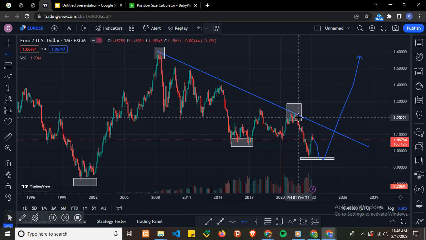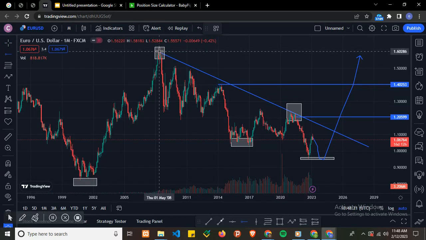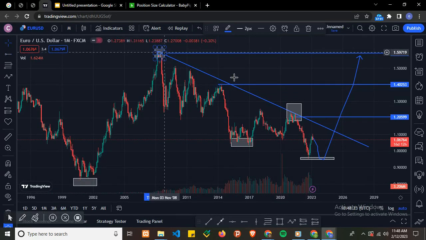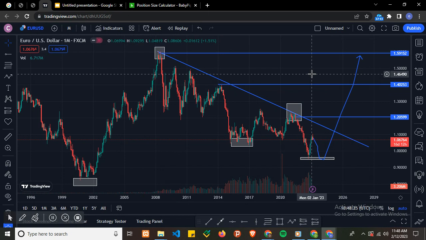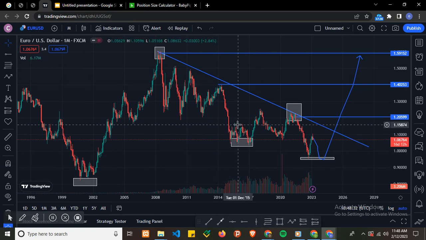TP1 will be here, our TP2 will be here at this resistance, and our final TP will be at this resistance. Can you see that? It will always come back to form that pattern. That's the big pattern, so you don't need to rush.